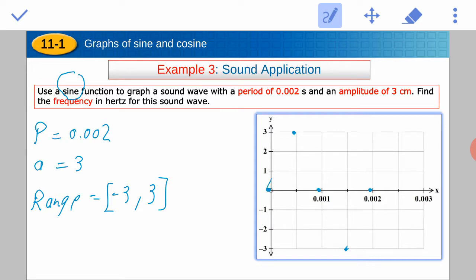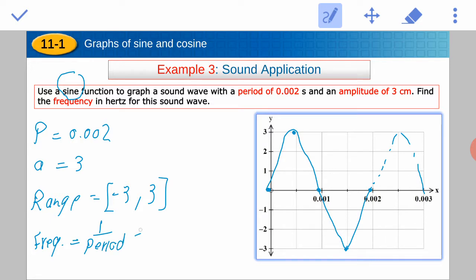If we connect these 5 points, we will get an approximate image of the graph of this sound wave. It's a sine graph. So guys, you can imagine that the graph continues forever if you want to extend it. And now, how can we calculate the frequency? We have a formula. Frequency of any wave is equal to 1 over the period of this wave. Since the period is equal to 0.002, if you put all of that in the calculator, you will get 500 hertz.